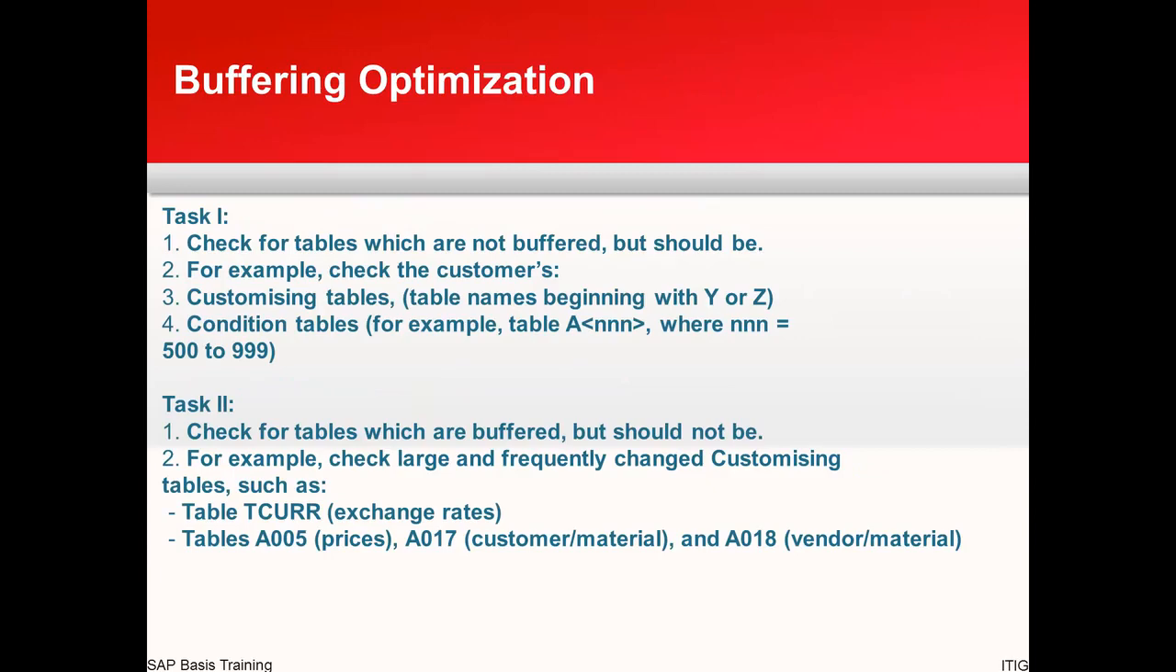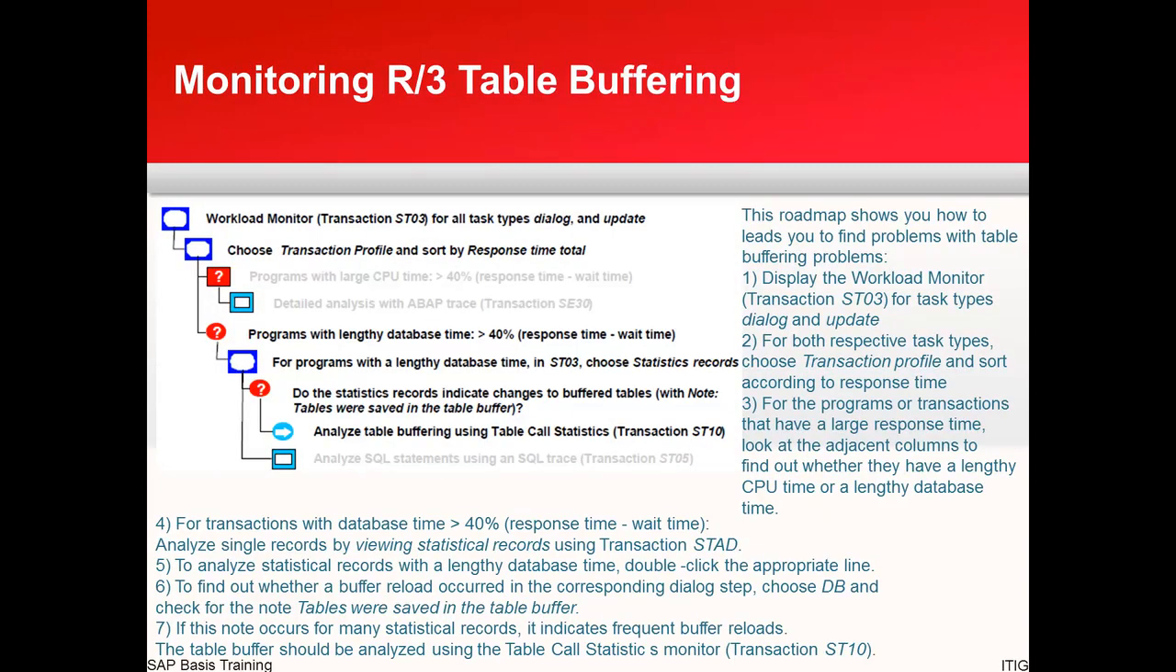Next is the buffer optimization. There are a couple of techniques where you can find out what should be buffered, what should not be buffered, and this particular monitoring tab will give you some idea about the buffering. This roadmap shows you how to find problems with table buffering. So we need to go to ST03 for task type dialog and update. For both respective tasks, choose transaction profile and sort according to the response time.